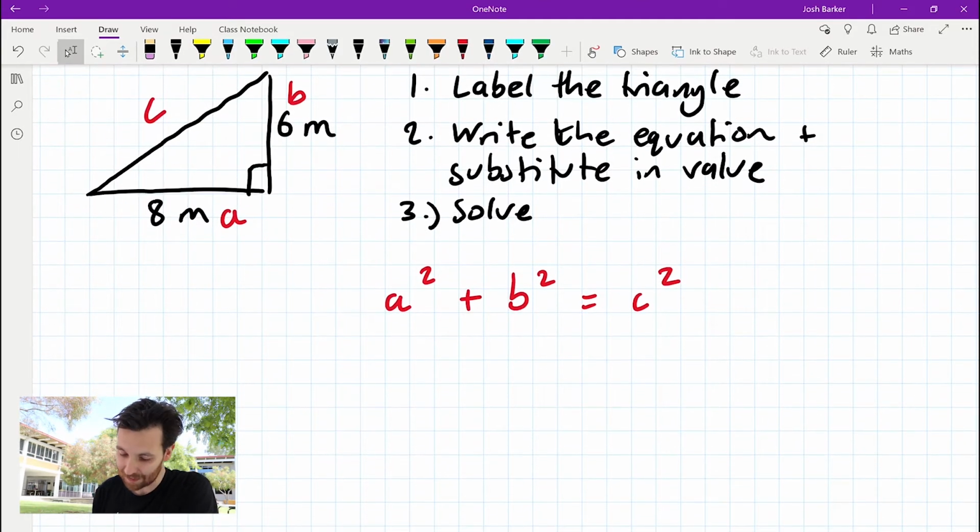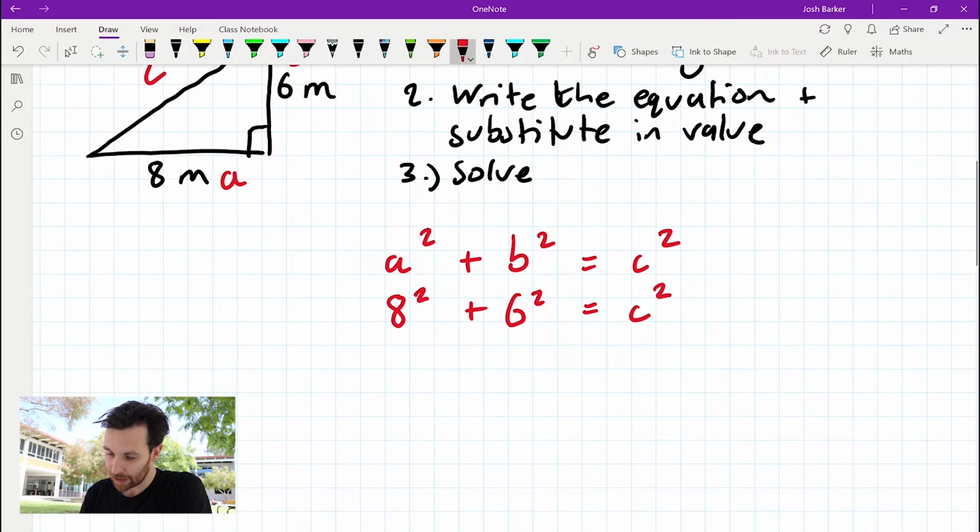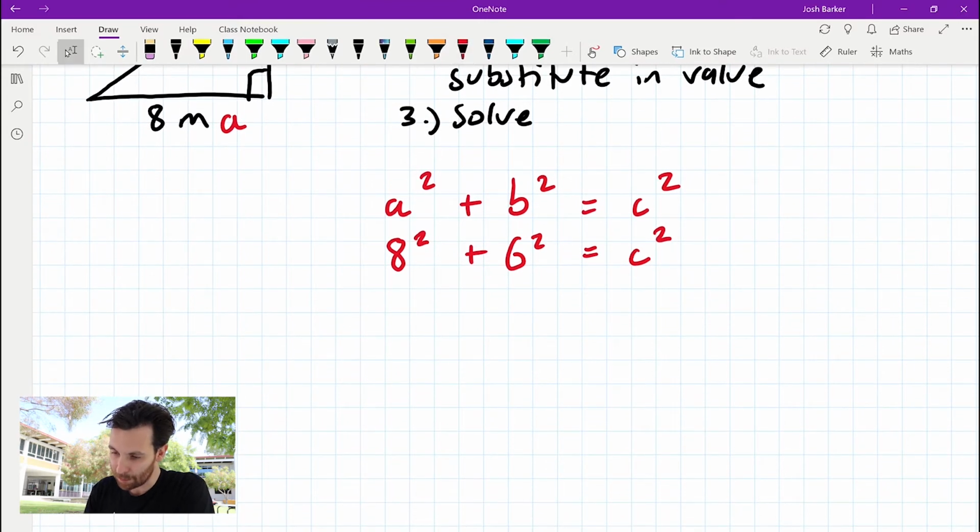So my side length A is 8, so it's going to become 8 squared, plus B, which is 6 squared, equals the hypotenuse squared. We don't know what the hypotenuse is yet. That's what we're working towards. We've got to find what the missing number is. Okay, so 8 squared plus 6 squared, so 64 plus 36 is 100. So 100 equals c squared.